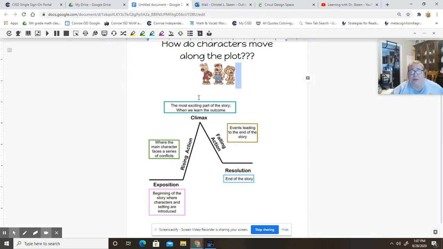So today, as you're reading a book, I want you to notice your main characters, and I want you to think about the events, the things that those characters are doing to move the plot along. All right, readers, have a good time reading your books and make sure you pay attention to those characters and how they're moving along the plot.